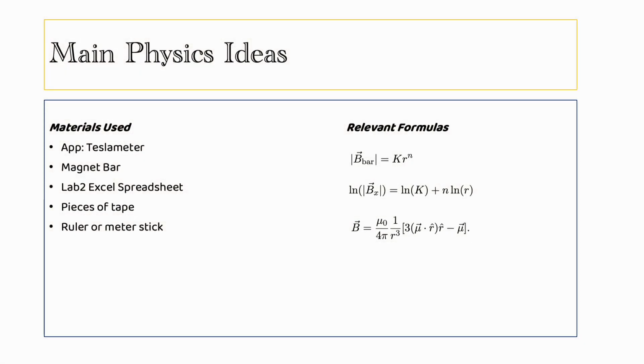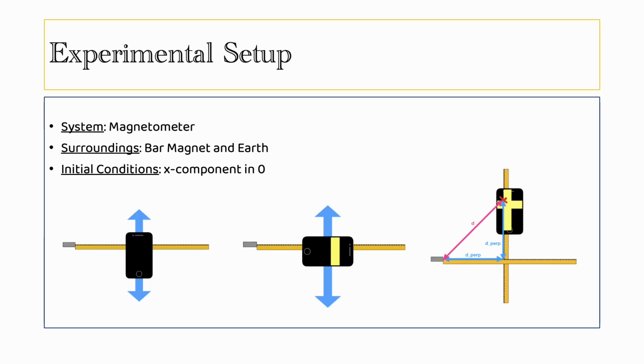So as we can see here, we have the main physics ideas. The materials used are a Tesla meter, bar magnet, Lab 2 spreadsheet, which was provided to us, pieces of tape, and a ruler, meter stick. And relevant formulas are the distance-dependent formula, the Biot-Savart law, and how to measure the magnetic field of a dipole. So here we can see that the experimental setup involves the system, which is a magnetometer, surroundings, which is the bar magnet and Earth, and initial conditions are that the X component of the magnetic field is 0 Tesla.